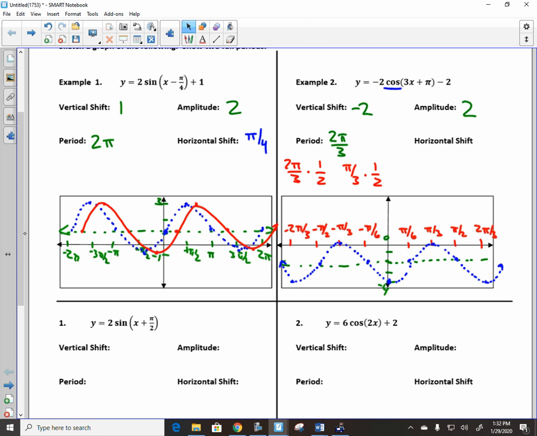The last step that I need to take is to shift this. How do I determine how much I shift it? I take this inside piece and what do? 3x plus pi is equal to 0. 3x is equal to negative pi. So x is what? Negative pi over 3.